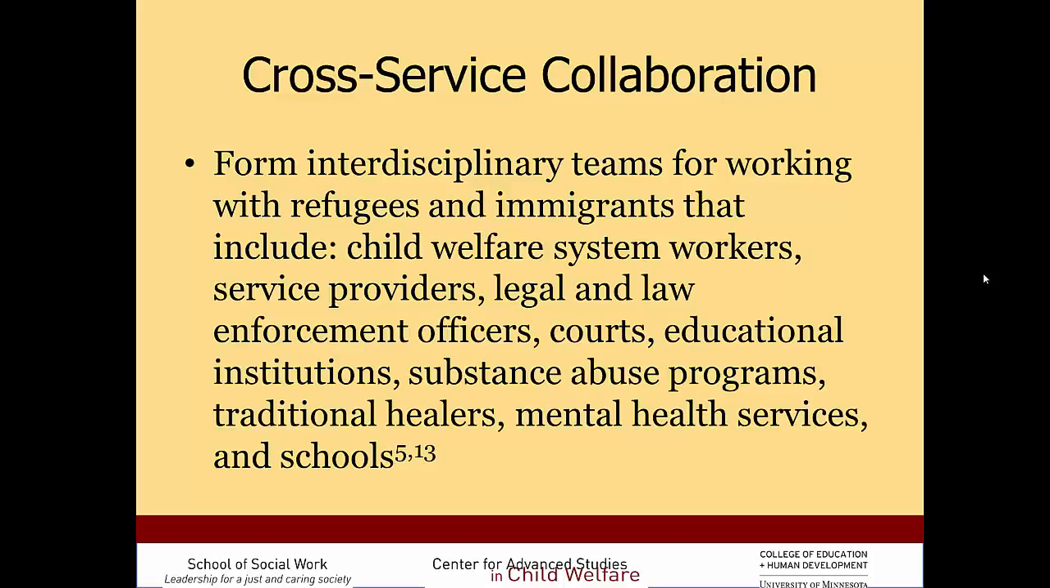Another recommendation is for child welfare services to develop cross-service collaborations. In other words, form interdisciplinary teams for working with refugees and immigrants. These teams could include child welfare system workers, service providers, legal and law enforcement officers, courts, educational institutions or schools, substance abuse programs, traditional healers, and mental health services. Multidisciplinary teams are best suited to address the diverse needs that may be facing refugee families as they adjust to their new culture and environment.